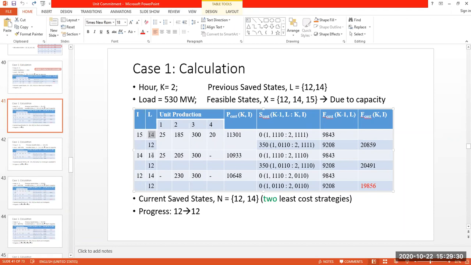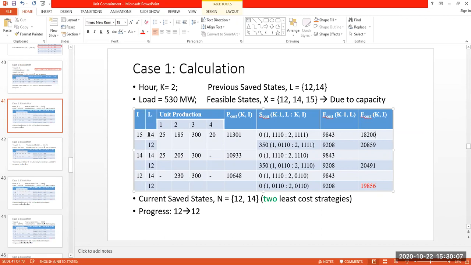So if you did not save 14, then probably you might not go for the most optimum solution. If you did not have this information here, if you did not save this cost from the previous state, the 14 is not saved, then probably, let's say, if instead of this value, it is 20859, let's say here you have 1800 something, just for an example, what would happen?